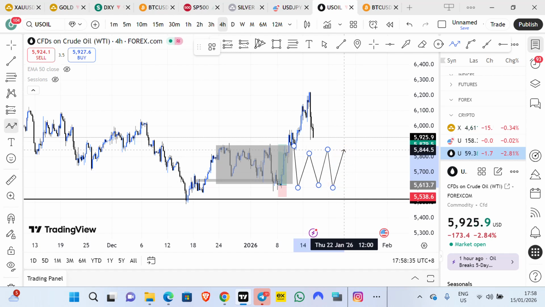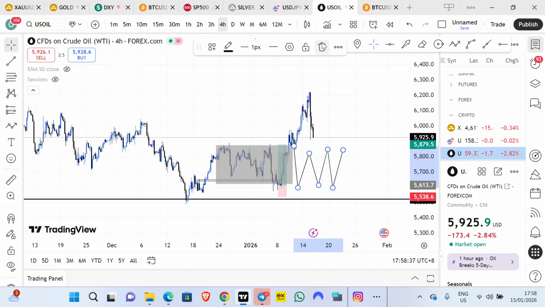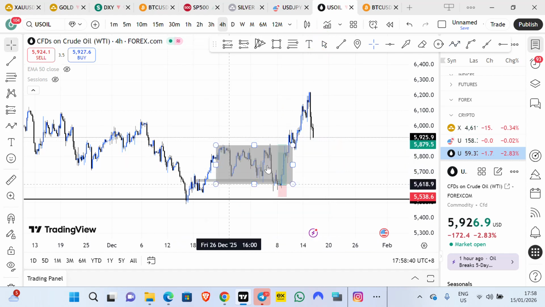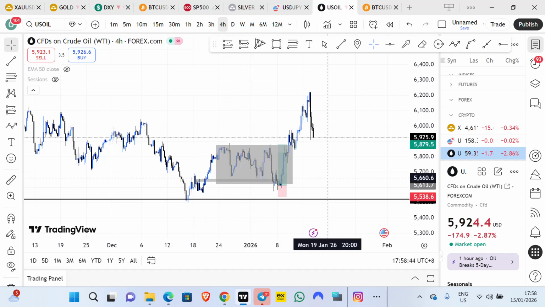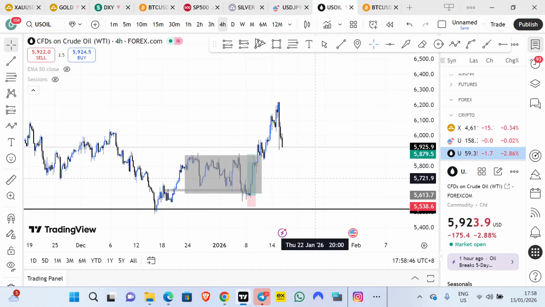Keep ranging like this, right? So you don't want to be trading in a ranging market. You don't want to be forcing any trade, buy at the bottom, sell at the top. You don't need it. You need what? You need to catch the full movement of the trend.